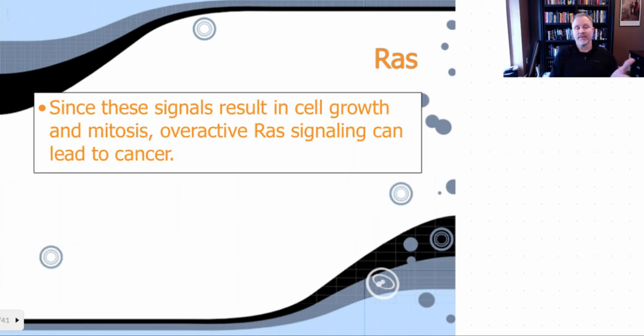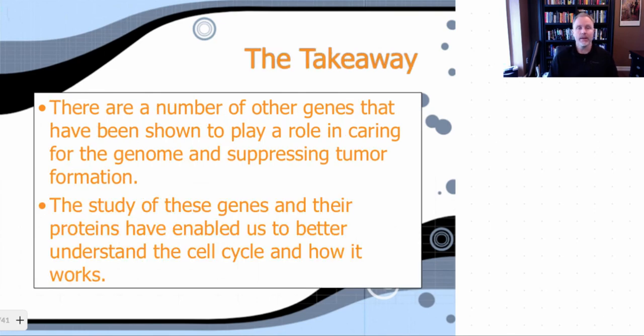Okay, if these signals are the result of cell growth and mitosis, if you have an overactive RAS signaling pathway, this is what you can see leads to a particular type of cancer or a sarcoma in the case of these rats. Okay, so the main thing to take away from this is that there's a number of different types of genes that have been shown to play a role in caring for the genome and suppressing tumor formation.